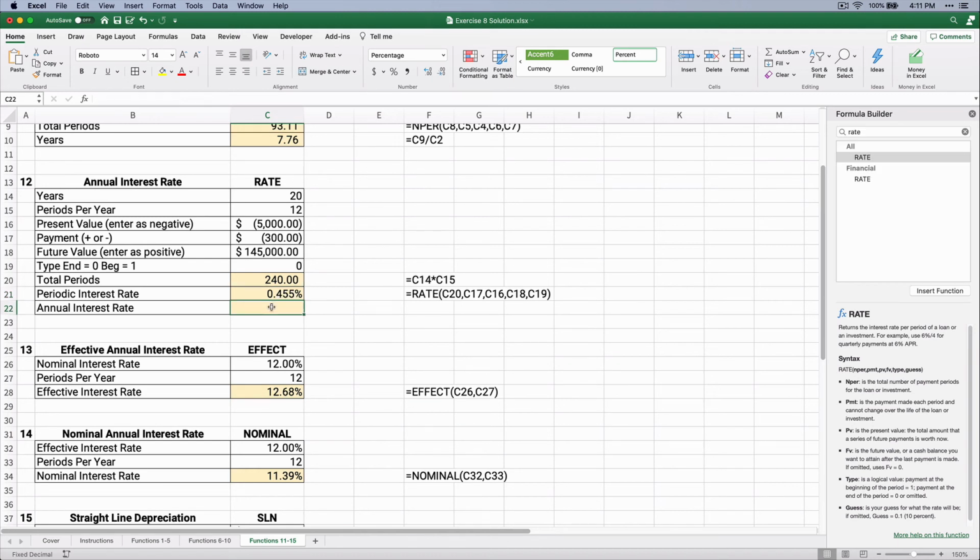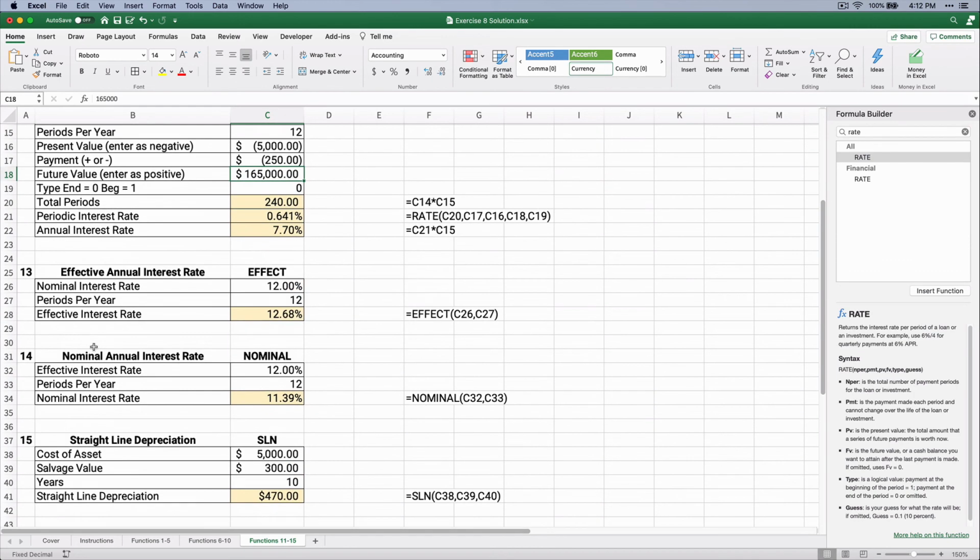And so we should be able to take the 0.455% times 12 periods per year, and we annualize it, and you're making about a 5.46% return. Well, what if your investment grew to $165,000 rather than $145,000? Well, that's a 6.5% annualized return. What if you only put in $250 a month? Well, then you had a bit better return because it still grew to $165,000. All right, so that's how you do the RATE function.